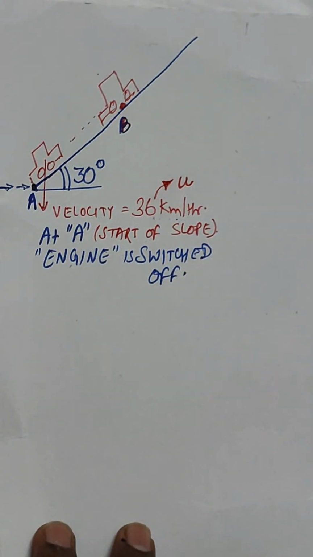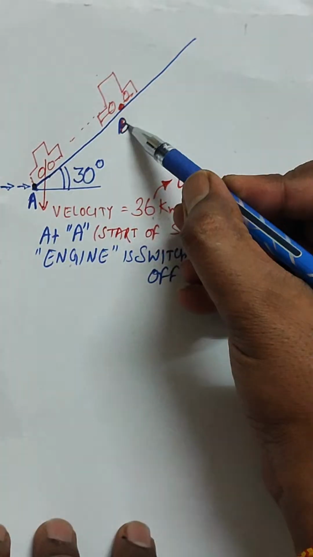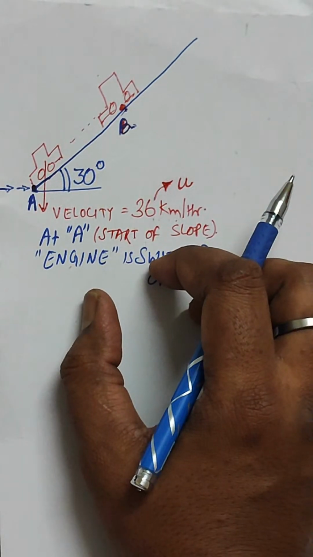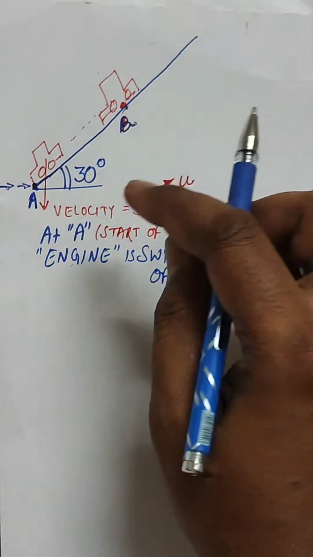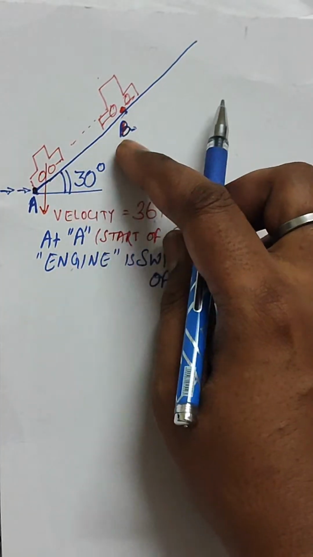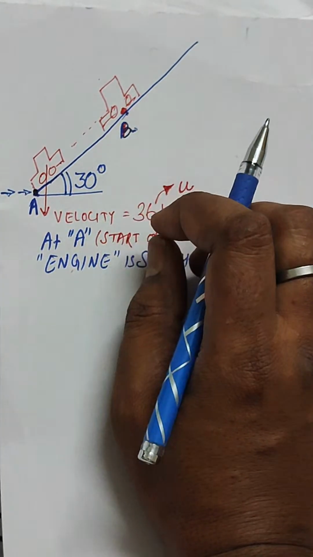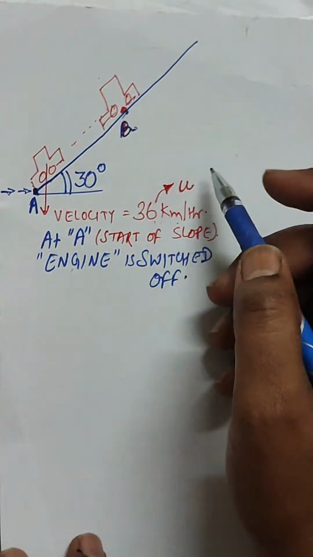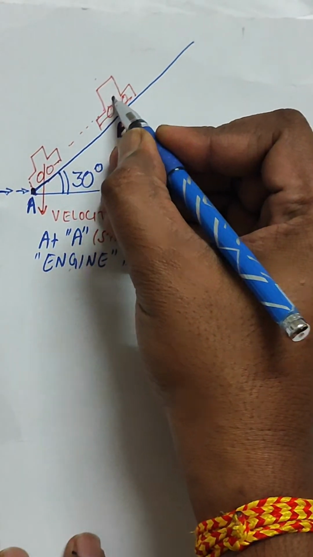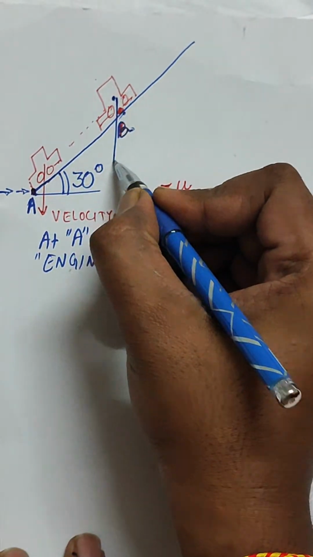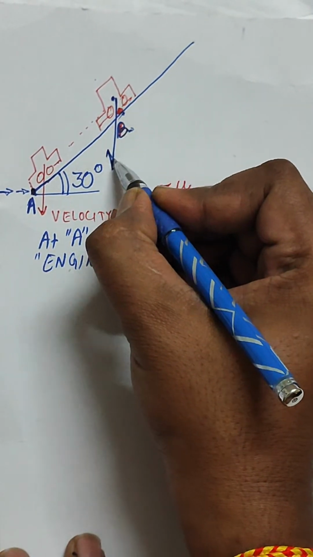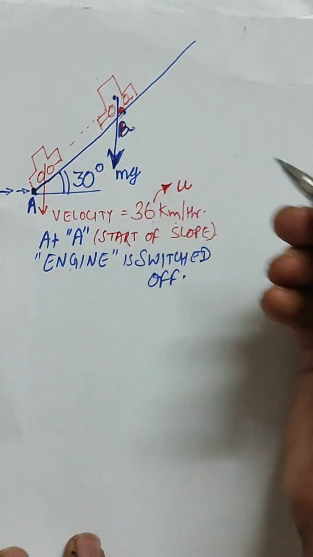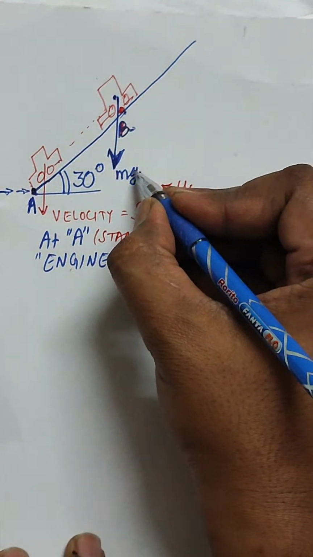So let us see what are the forces acting on this car at this point, because we need to find how much distance will the automobile move before coming to rest, given g equal to 10 meter per second square, and it's mentioned that the coefficient of friction is 0.1. So let's draw the free body diagram of the car and see what forces are acting on it. This will be mg, the weight of the car.